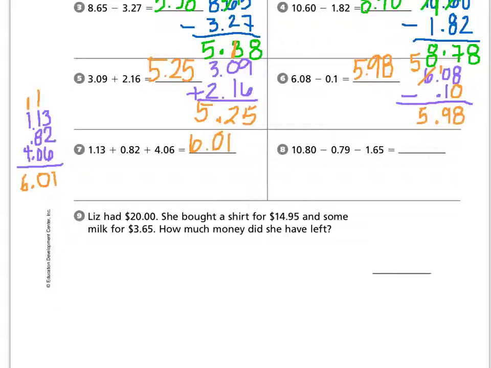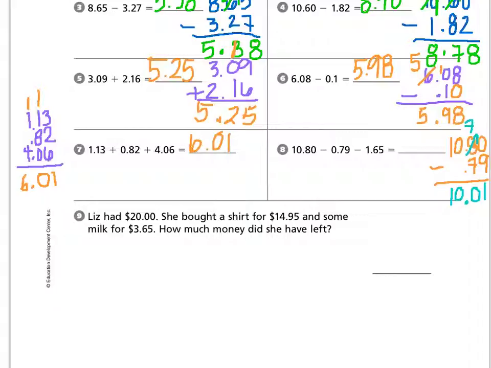Now for number 8, we're going to have to do a couple of different steps. So I'm going to set up the first part. I have 10 and 80 hundredths minus 79 hundredths. I need to borrow from the 8 and make it a 7. And I have 10 take away 9, which is going to be 1. 7 take away 7 is 0. Bring down your decimal. 0 minus 0 is 0. 1 minus nothing is 1. So from that part I have 10 and 1 hundredth.